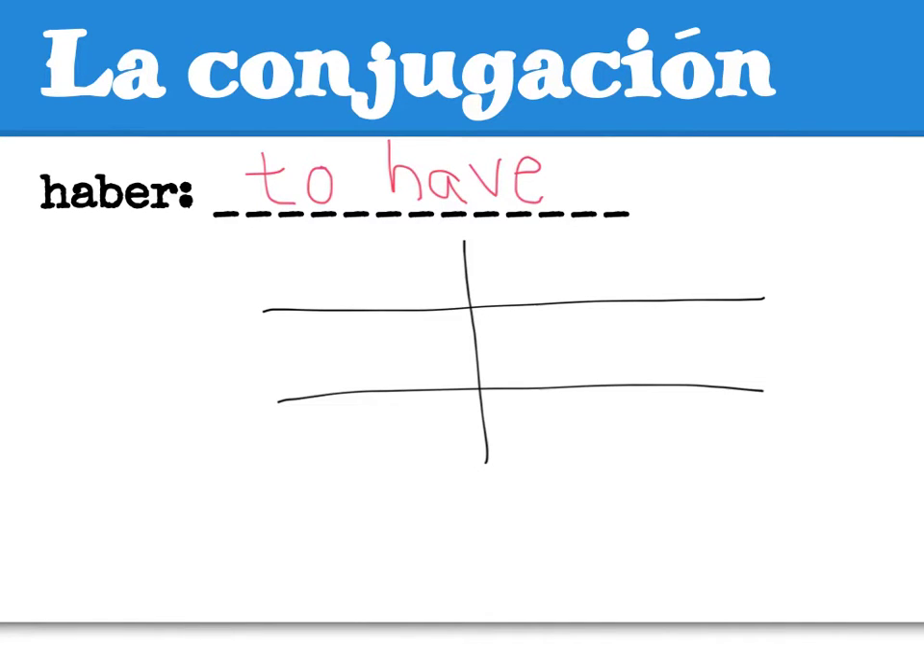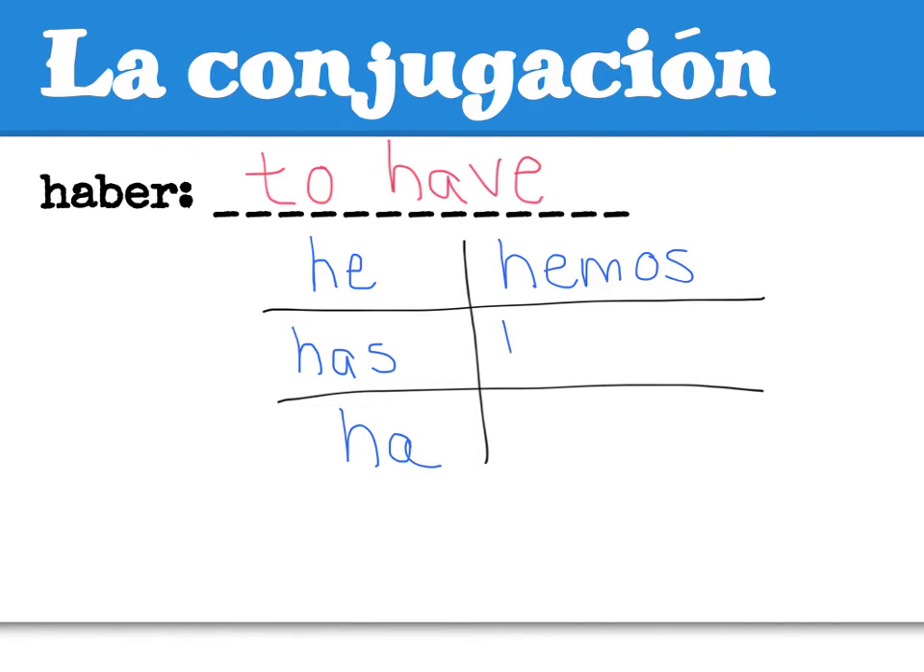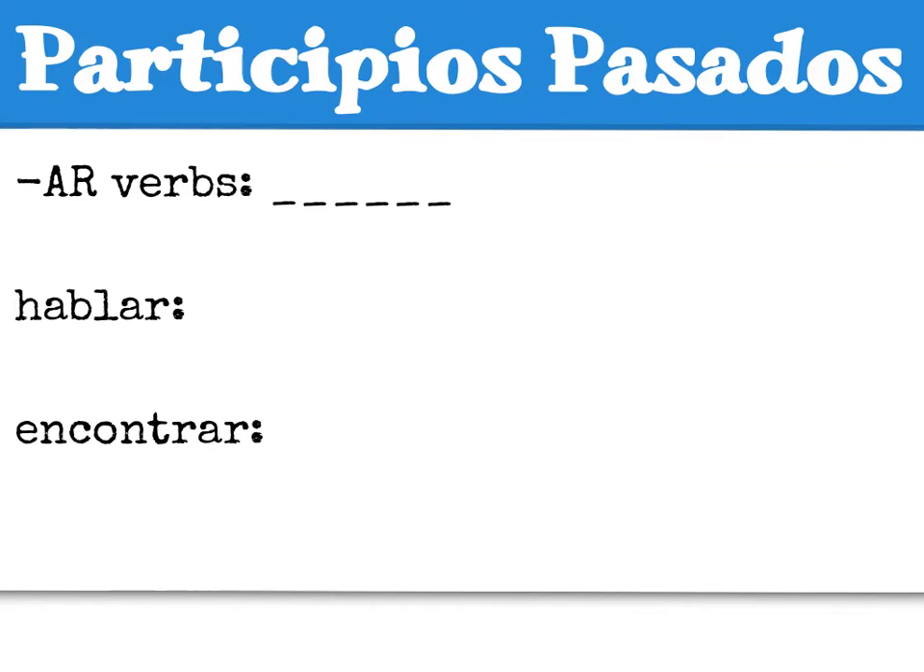Let's fill in the six-pack for the verb to have. This is the present tense version of haber. Has, ha, hemos, habéis, han. So that was your first step.